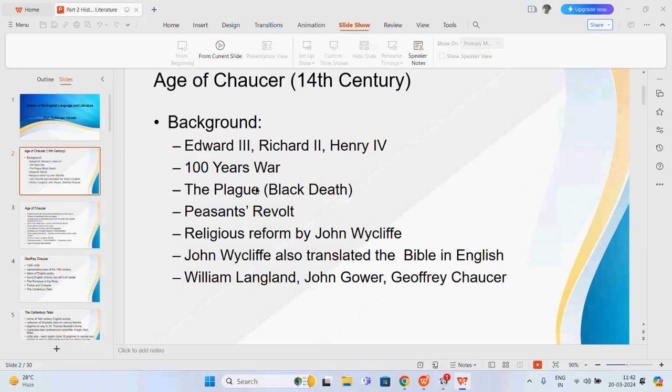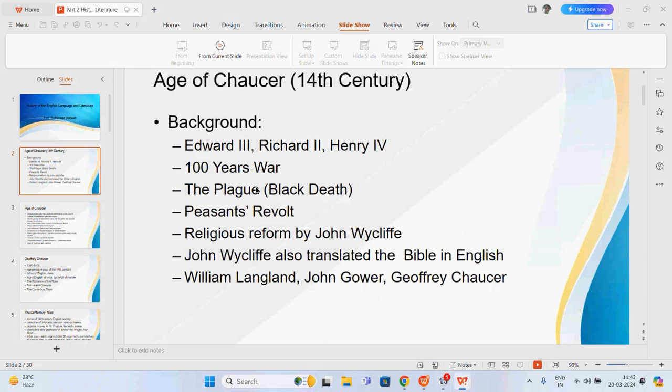This was basically the age of poetry. Poetry gained importance, and the kind of poetry that was written in the age of Chaucer is basically narrative and descriptive poetry, mostly revolving around secular themes. Important writers, as I told you a little while ago, Chaucer, Gower, Langland, and Wycliffe.